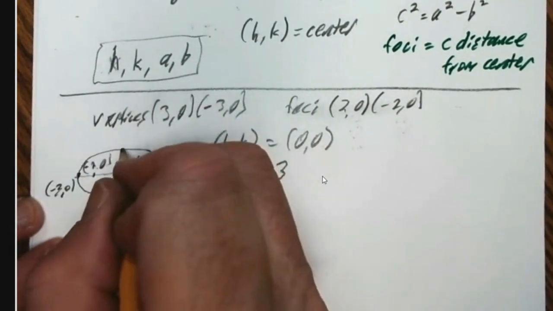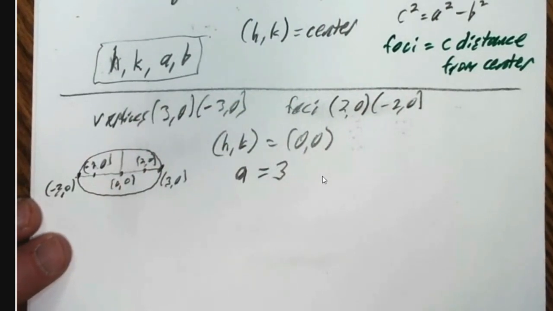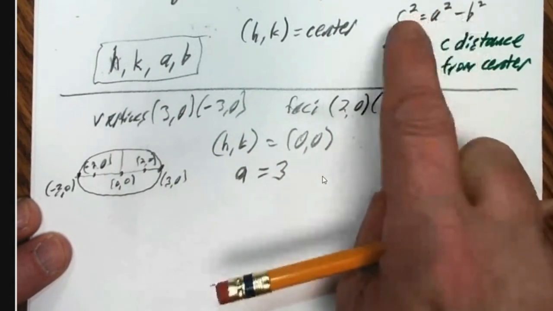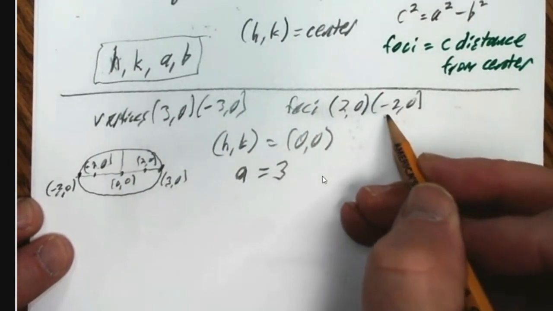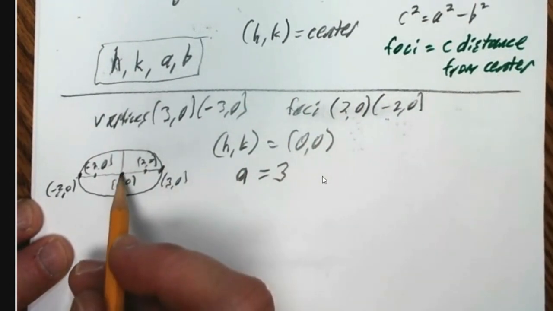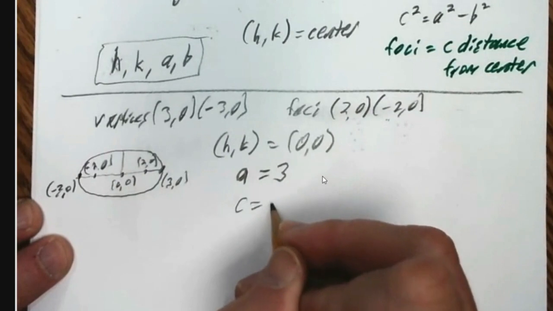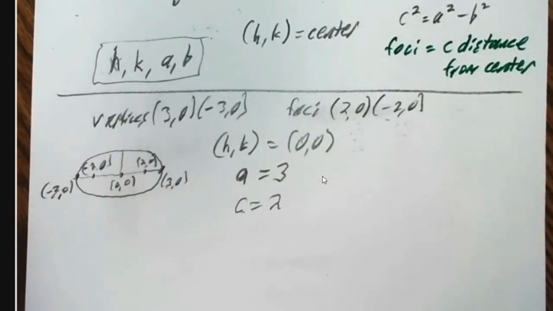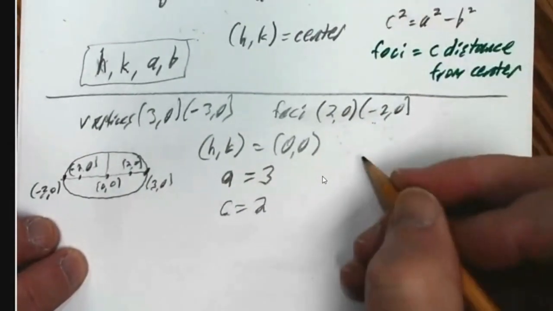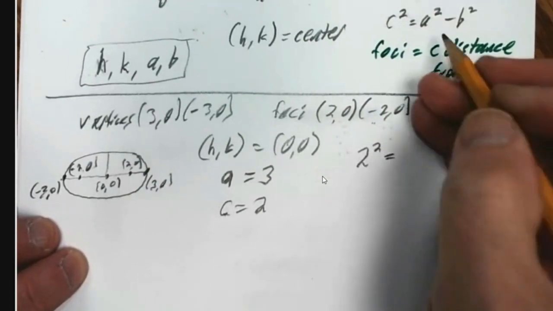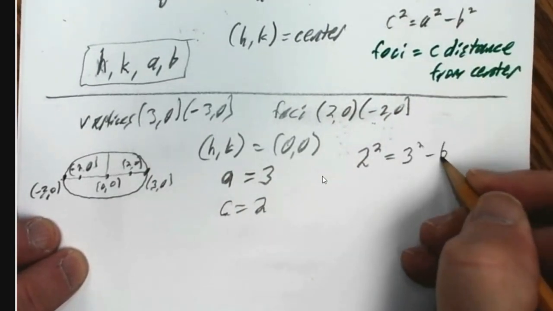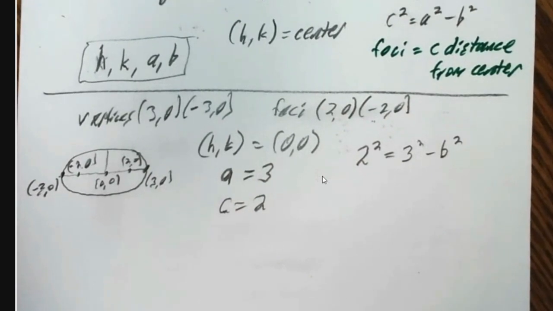B, we don't know this distance right here. We don't know that. But we do have a formula that says c squared equals a squared minus b squared. And we know what c equals, because c is the distance from the center to the focal point. From the center to the focal point, c equals 2. Okay. Well, if we got some points, c squared, 2 squared equals a squared minus b squared. All we do is solve for b.